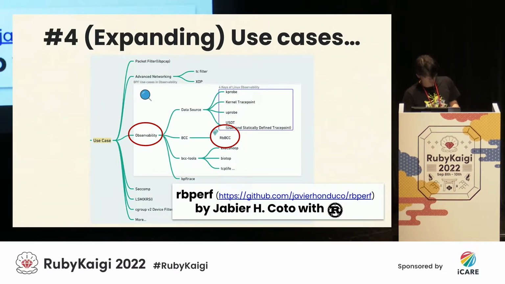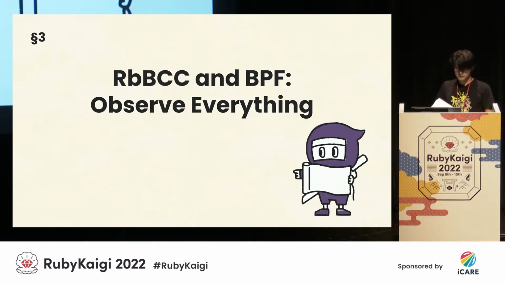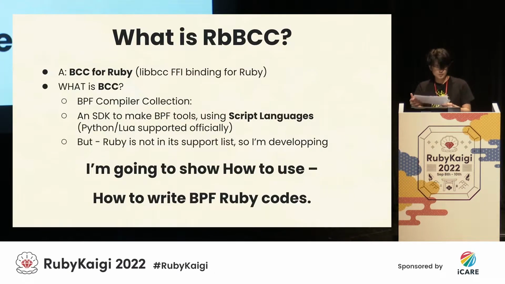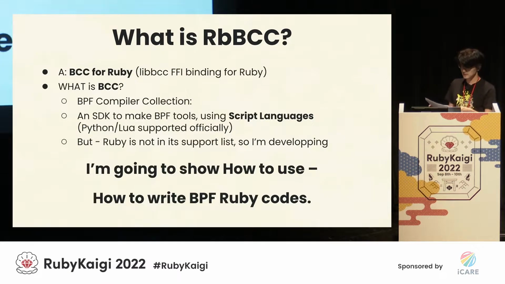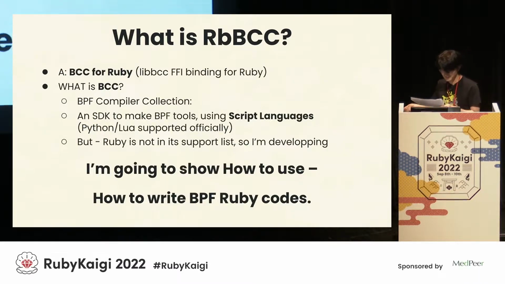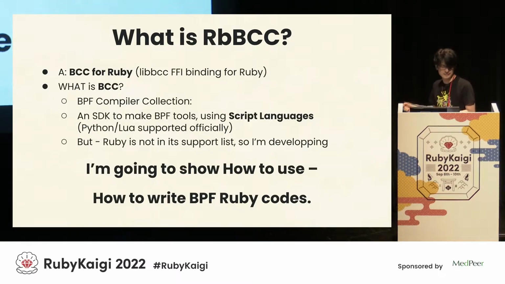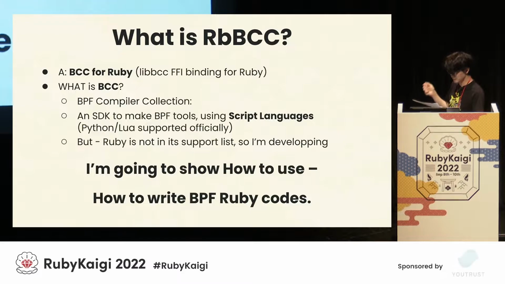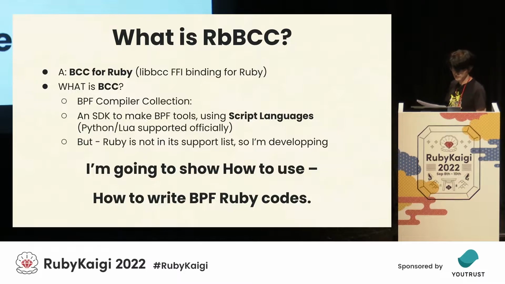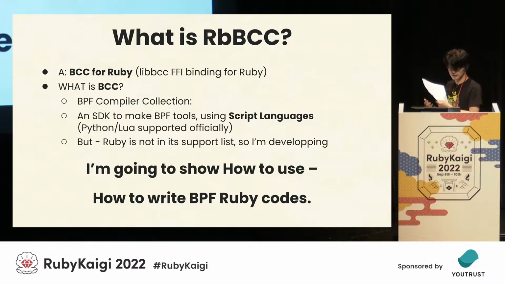So what is RbBCC? In short, it's BCC for Ruby. Then, what is BCC? BCC now stands for BPF Compiler Collection. It is a so-called SDK to make BPF tools using scripting languages.